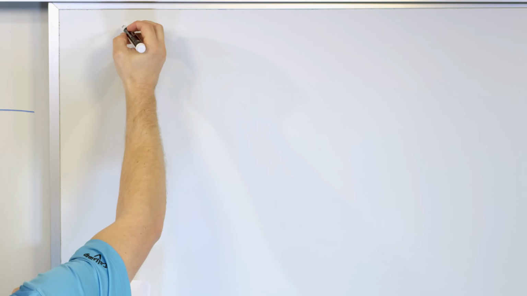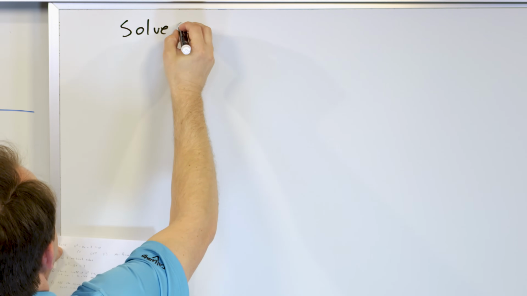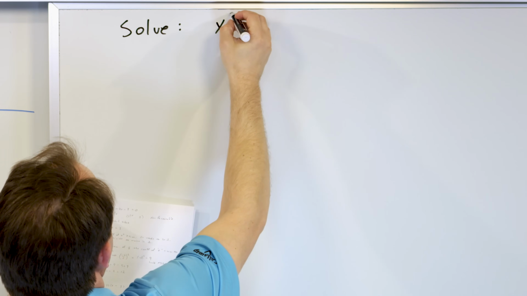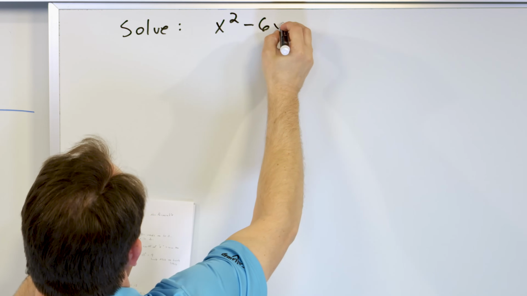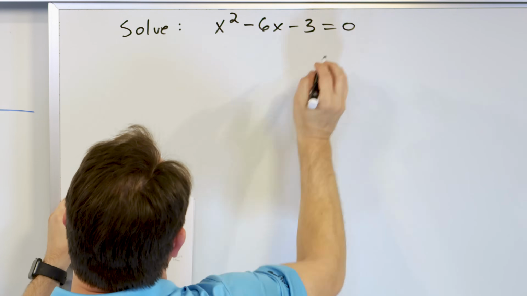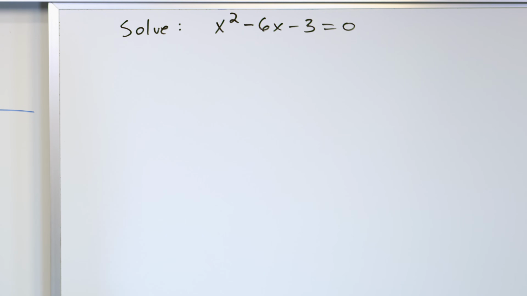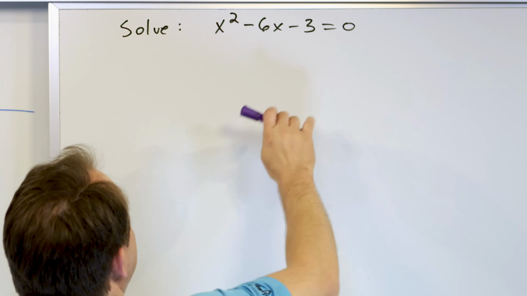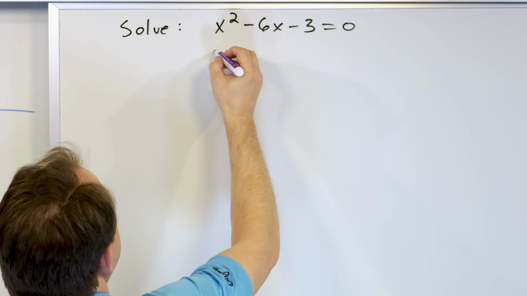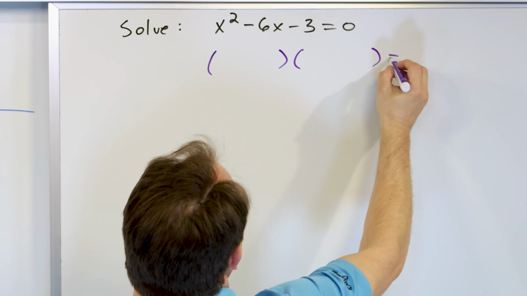So what we want to do is solve this equation, which is not factorable. Let's say it's x squared minus 6x minus 3, and that's equal to 0. Well, the very first thing you want to try to do, anytime you're given one of these out of the blue, is try to factor it. Always try that first.